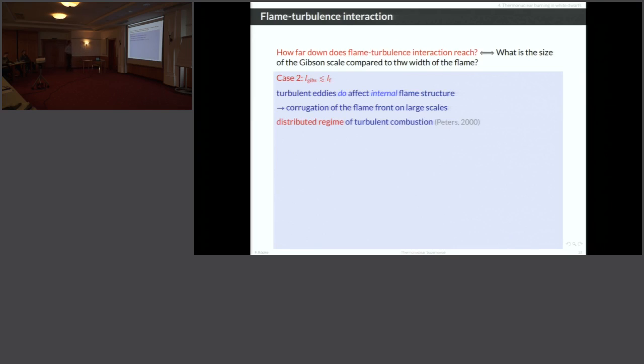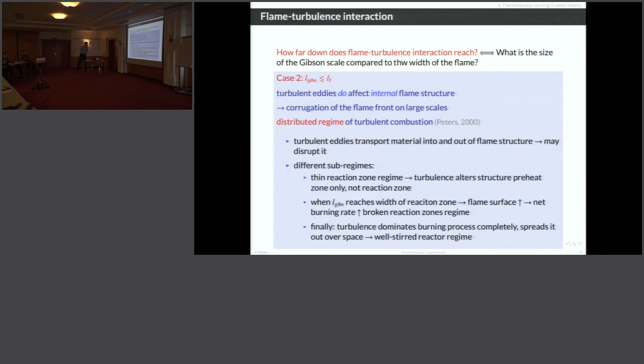The other case is that the Gibson scale is smaller than the flame width. So that means that now turbulent eddies can have an effect on scales inside the internal structure of the flame. So this here is wrong. This here should be crossed out. So then we enter what is called the distributed regime of turbulent combustion. And here turbulent eddies transport material into and out of the flame front structure and may even disrupt it.